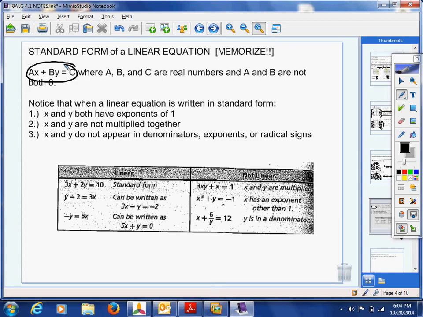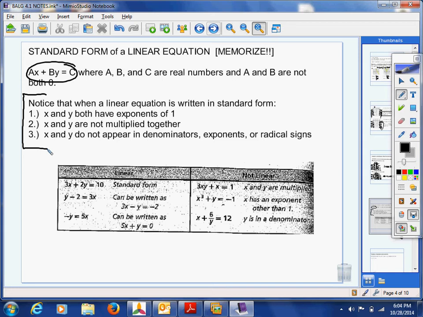Now I've got some things I want to talk to you about, and right here in this particular grouping, some things I need you to notice. Number 1 says if it's a linear equation, x and y are both going to have exponents of 1. We don't write those exponents. They are understood to be 1. If you have any other exponent other than 1, guess what, guys? It's not linear.